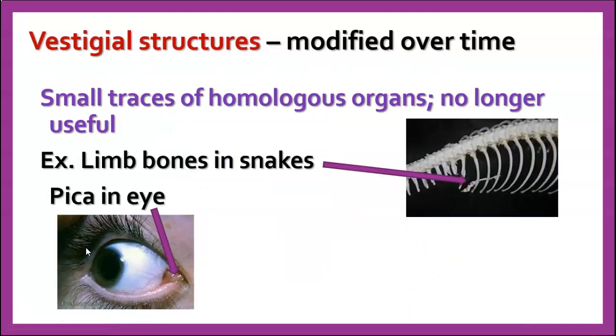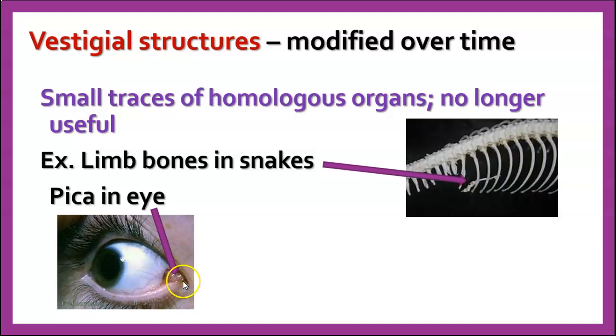And a couple of things about vestigial structures in humans, okay? Again, vestigial structures are small traces of homologous organs that are no longer useful. Like limb bones in snakes. There are some snakes, when you look at their skeleton, that have these little bones in the latter part of their skeleton that look like the leftover parts of limbs or legs that snakes don't have anymore. Humans have a few of these too.